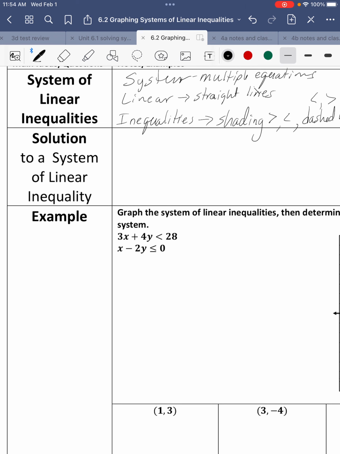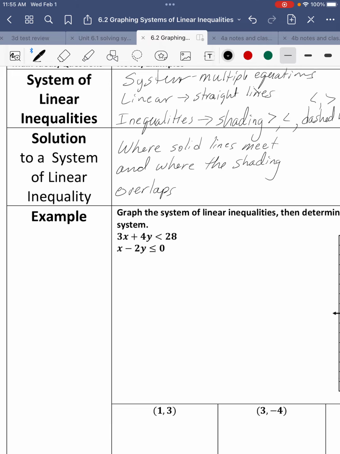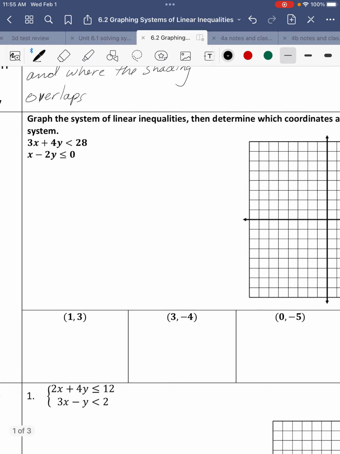Solutions to a system of linear equations is either where solid lines meet, so the intersection, and where the shading, because now we're shading, overlaps with both equations. So, all right, let's graph it.